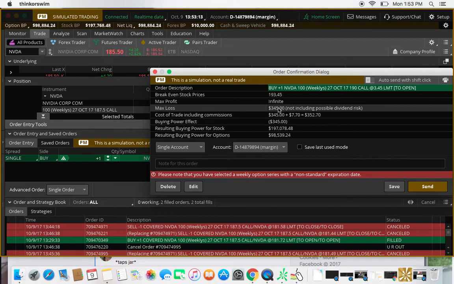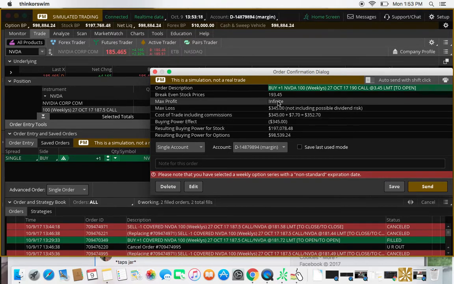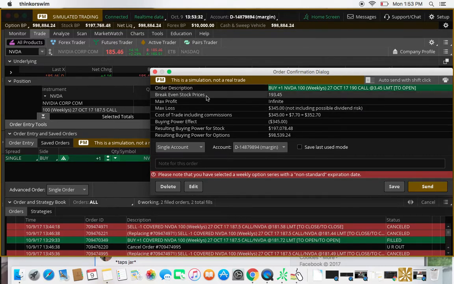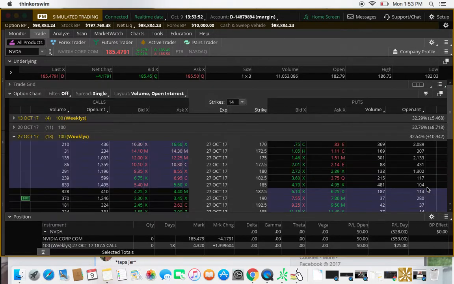And so the most I can lose is 345. Okay. And maximum profit is infinite because it's open, right? I don't have a limit. Yep, because you're just buying an option. When you're buying an option, it can just go up and up and up, basically to infinity. What is this break-even stock price? That would be where you need the stock to go up to in order to make money on the trade. So it would have to go up to 193.45, and right now it's at 185.47. Cool, that's nice that it has that. Yeah, it tells you right there where you need the stock to go to.